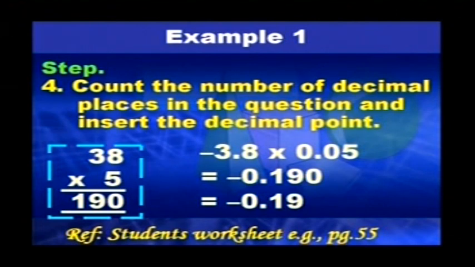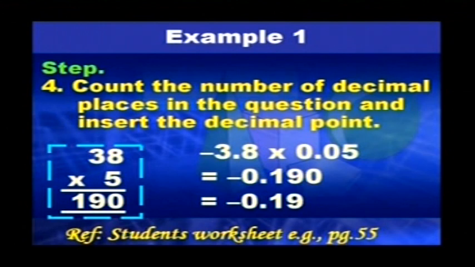From 3.8, how many decimal places? 1. Times 0.05, how many decimal places there? 2. 0 and 5. Can you see that after the decimal point? So that gives us a total of 3 decimal places. So for that 190, when we insert our decimal point, it will be 0.190. Or we can have our answer as 0.19.